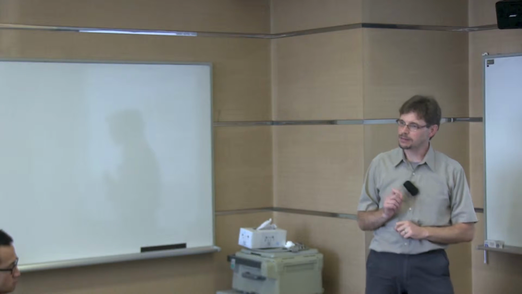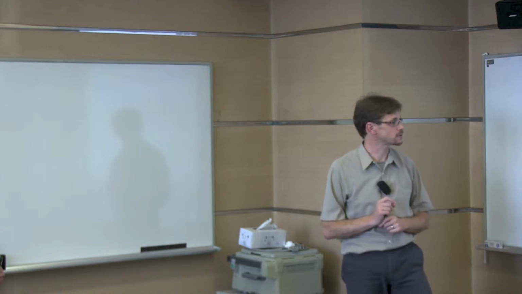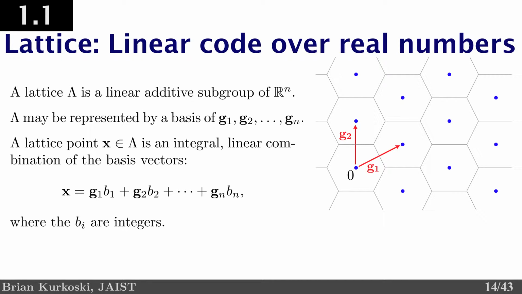And so then a lattice point, x, is an integral linear combination of the basis vectors. So a lattice point x is g1 times b1 plus g2 b2 dot dot dot up to gn bn, where these b's are integers. So we only allow integer combinations. So we have a picture on the right-hand side of a two-dimensional lattice. You can see that there's two generator vectors, g1 and g2.